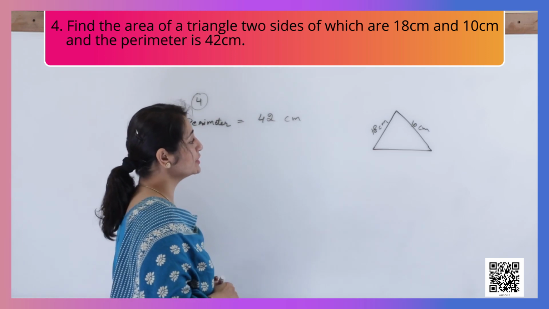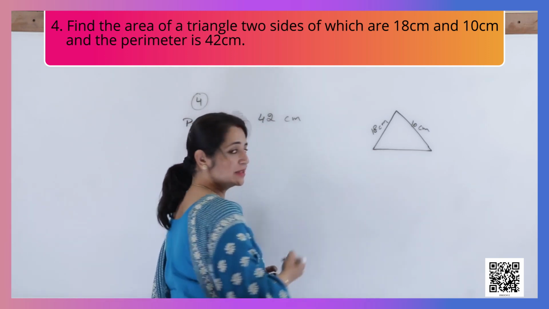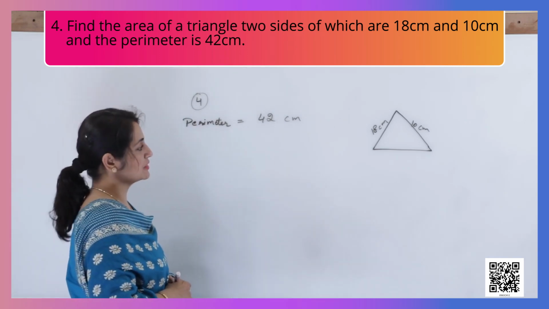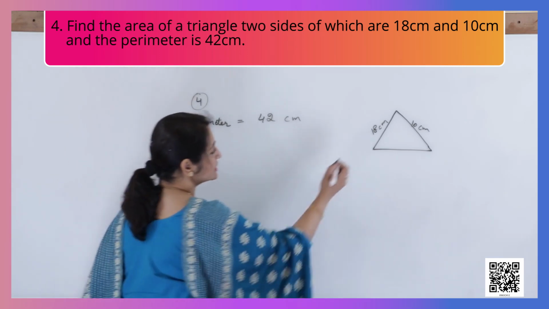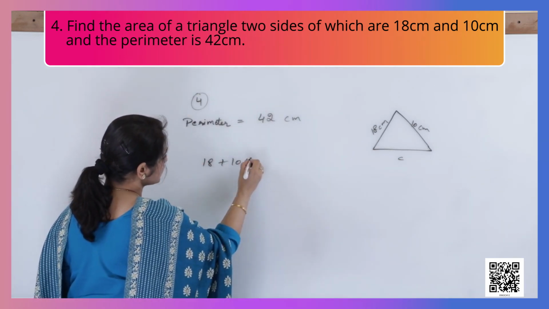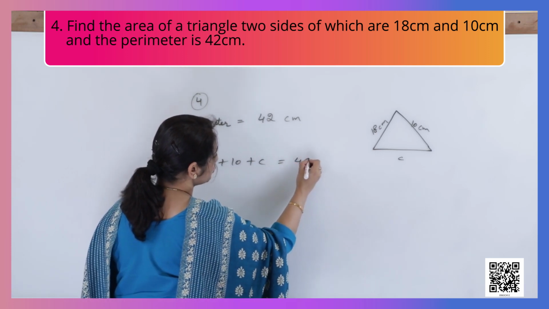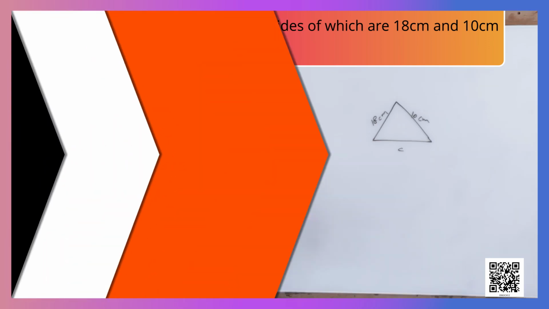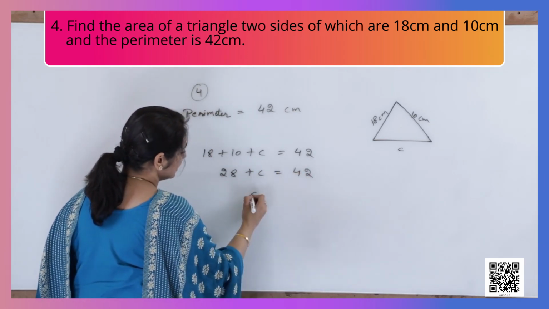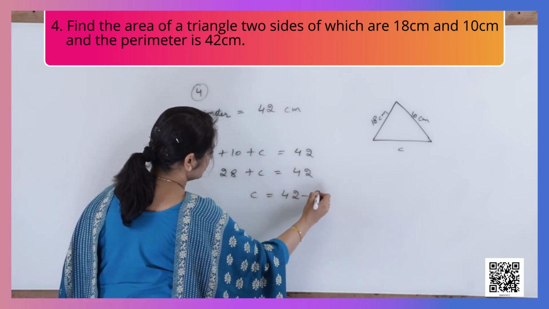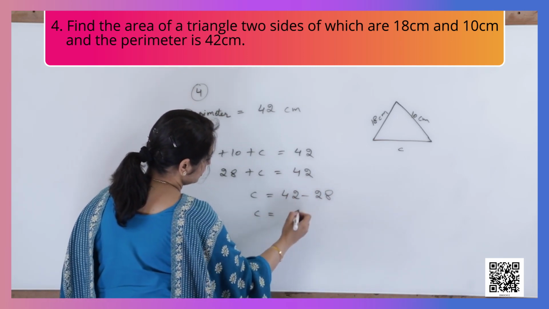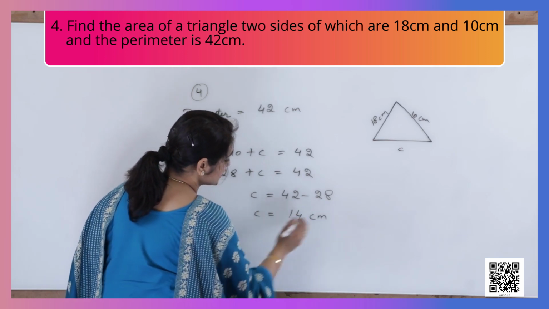Now, to find the area of this triangle, we need to know the third side, because the third side is not given, but the perimeter is given, 42 centimeters. So, how can we do that? If this is A, this is B and this is C, then we can write that 18 plus 10 plus C is equal to 42, because 42 is the perimeter, or 28 plus C equals 42, and C is equal to 42 minus 28, that is 14 centimeters.